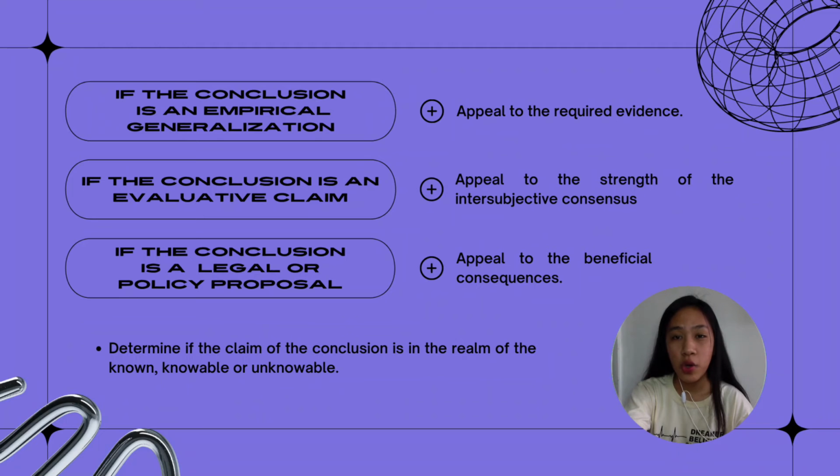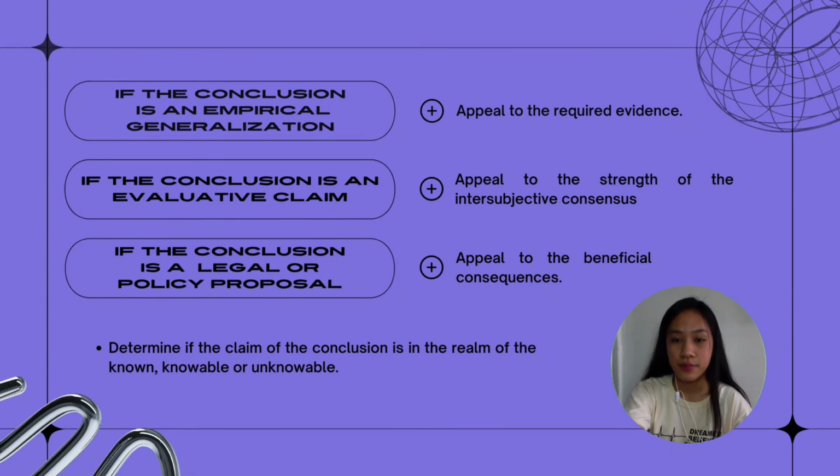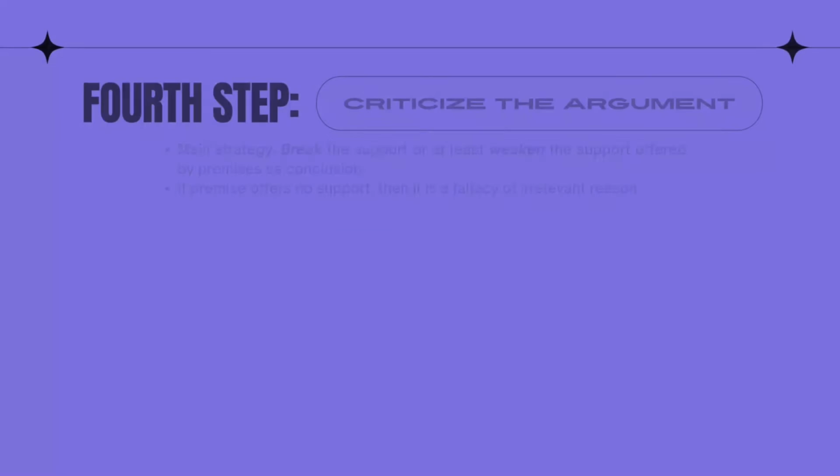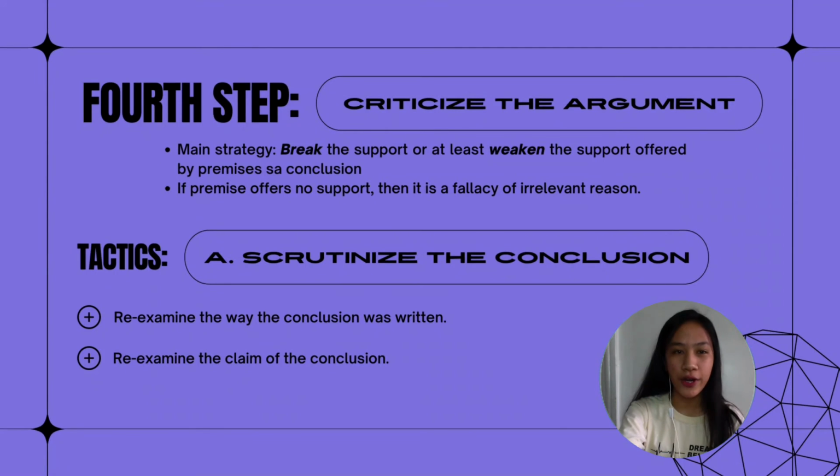If unknowable naman yung claim mo, unprovable ito. If unprovable, hindi mo na pwedeng ipagpatuloy yung next step sa template na ito since hindi na ito applicable. Third step, finally, we can compose the arguments. You can offer at least 3 and no more than 5 premises that provide the strongest support to the claim of your conclusion. Fourth step, criticize the argument.